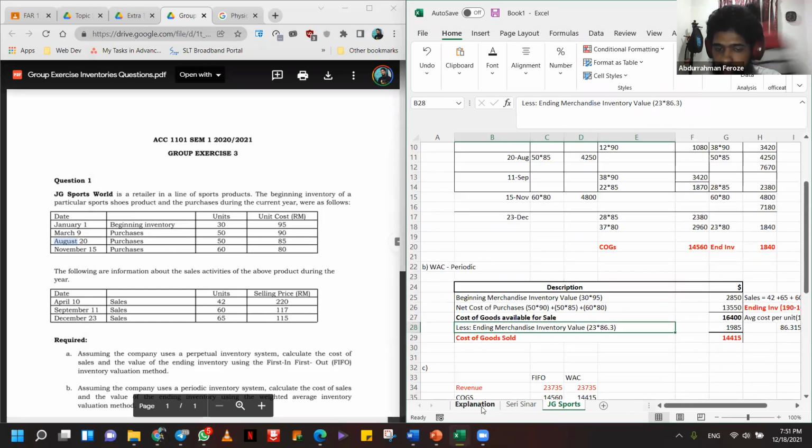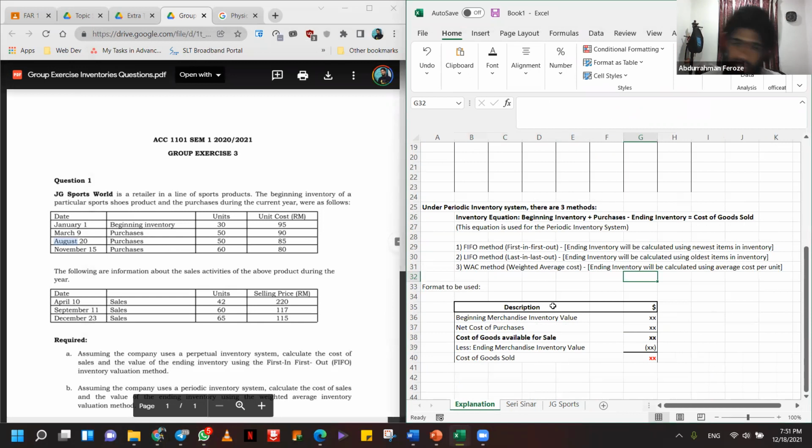So, for example, this question now, I'll share this. The explanation here that I shared is for using periodic inventory. When you're using FIFO, the ending inventory will be calculated using the newest items in the inventory. And for LIFO, ending inventory will be calculated using the oldest items in the inventory. So let me apply that and show you.